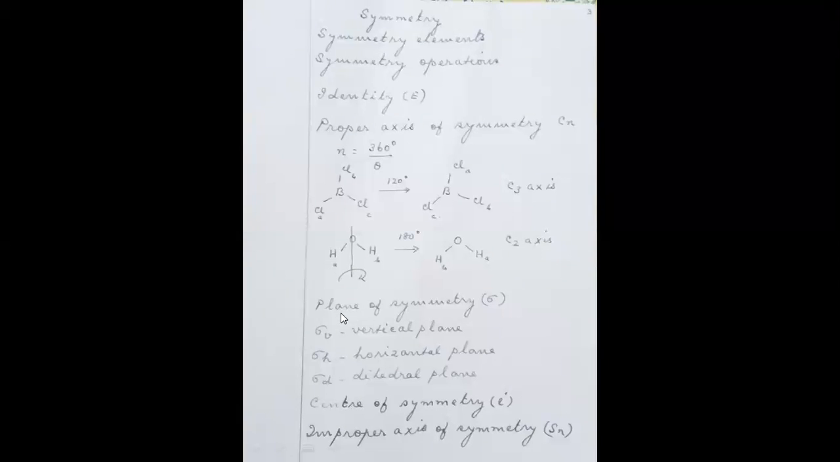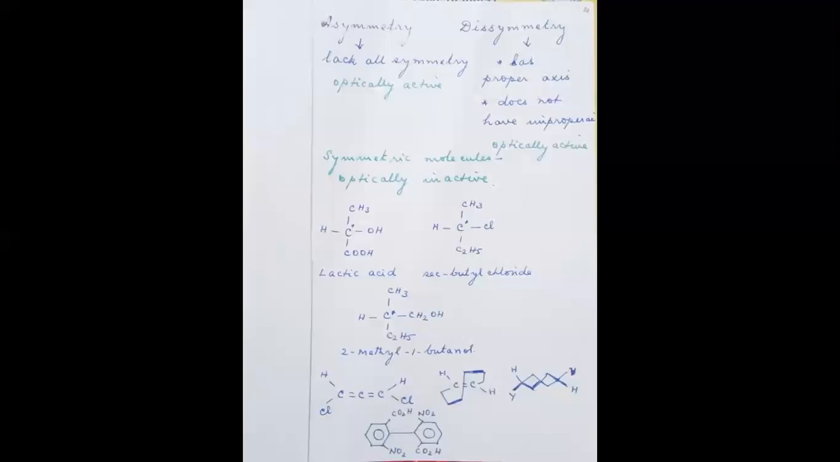So already I have explained the plane of symmetry. What is a vertical plane, what is a horizontal plane, what is a dihedral plane, what is center of symmetry, and the improper axis of symmetry, you have to visualize a little more. Probably, if the college is reopened, I would like to teach all these symmetries with models so that you can very easily understand. Now you have to understand the difference between asymmetry and dissymmetry.